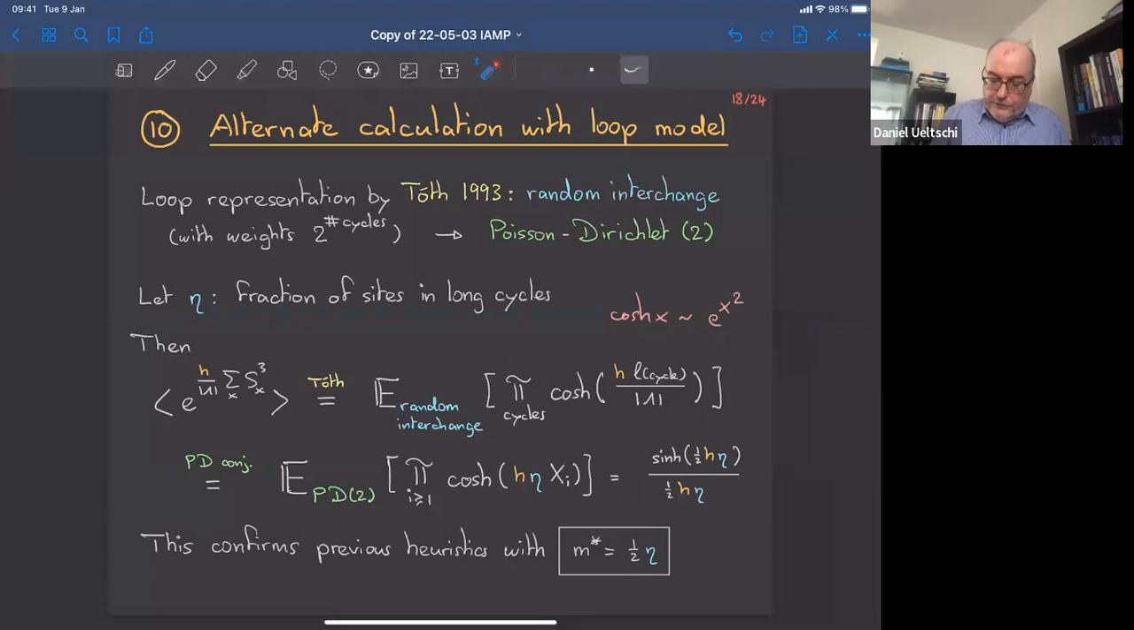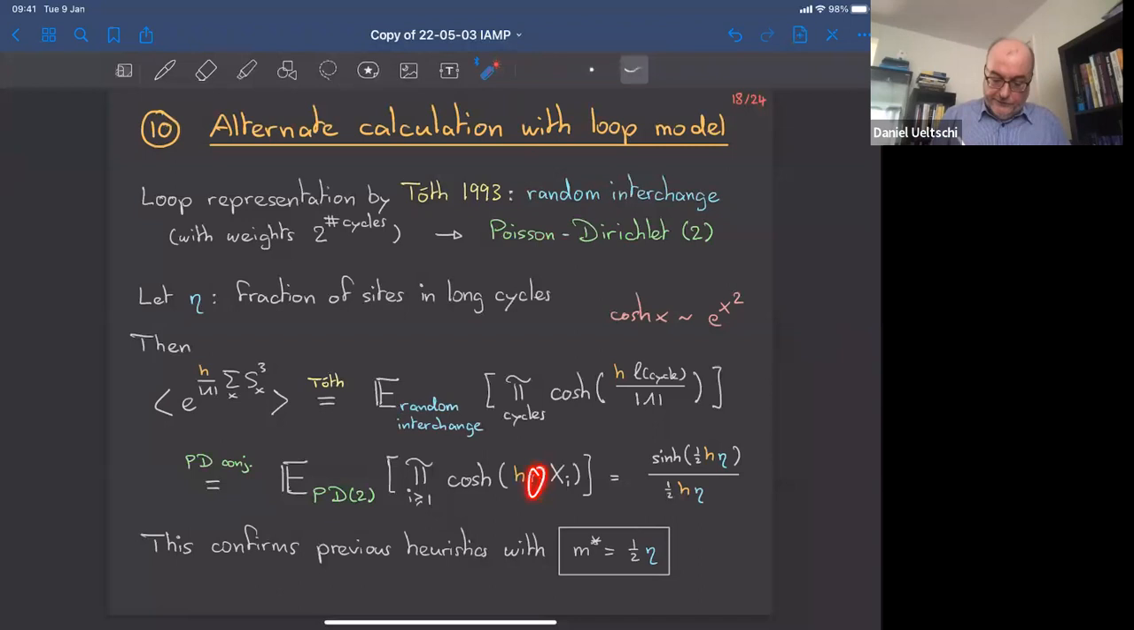And for the large cycles, they are described by Poisson-Dirichlet, at least that's the conjecture. So then as lambda goes to infinity, this is expected to be equal to this thing over here. So we take the expectation with Poisson-Dirichlet of the product over all elements of the same function over here, of h. And now we will have xi_i, the random variable associated with the ith element of Poisson-Dirichlet, multiplied by eta, because there is this mass, this fraction of sites in long loops, which matters, that's this eta.